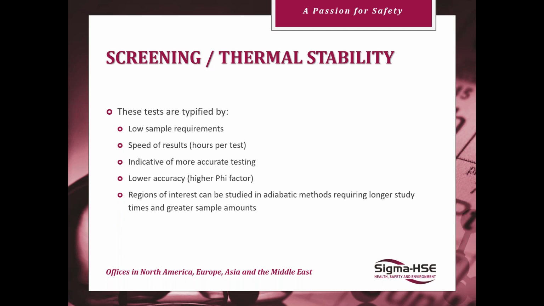Again, these are lower accuracy to large-scale systems because they have that higher phi factor. I'm not saying that the temperature and the pressure measurements that we take are low accuracy, because obviously all of our lab equipment is still to calibrated standards, but the data is of lower accuracy to large-scale systems. So again, these regions of interest that are found in these screening tests can be studied with adiabatic methods, requiring longer study times and greater sample amounts.